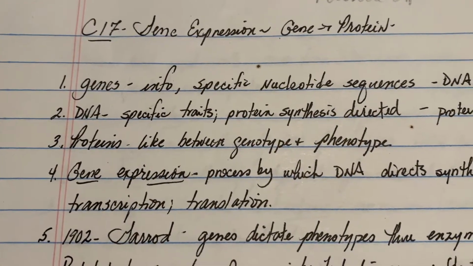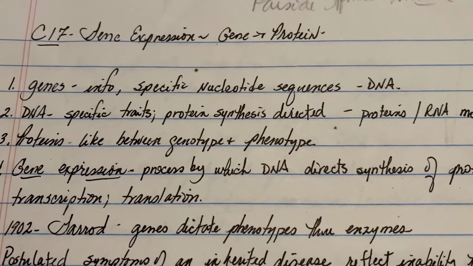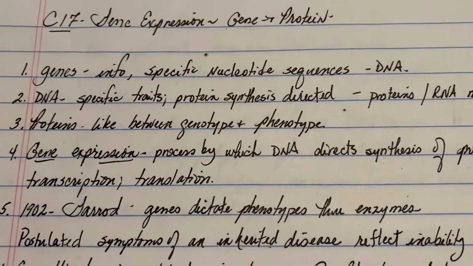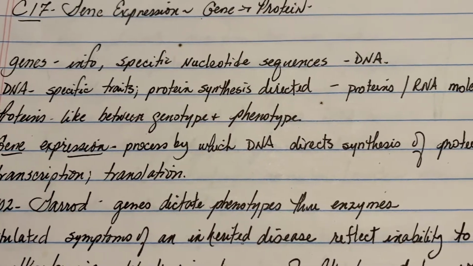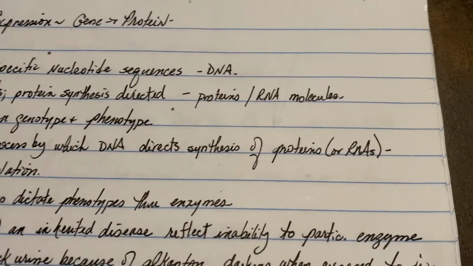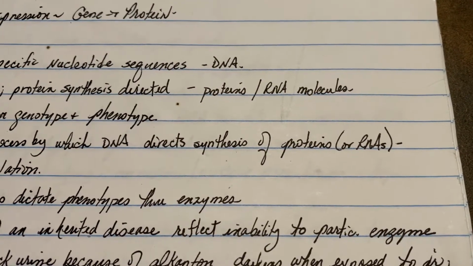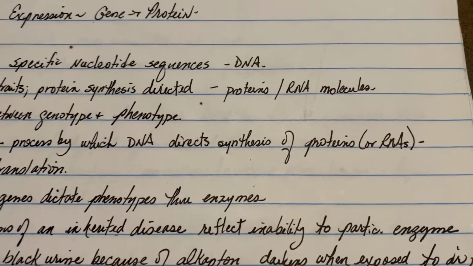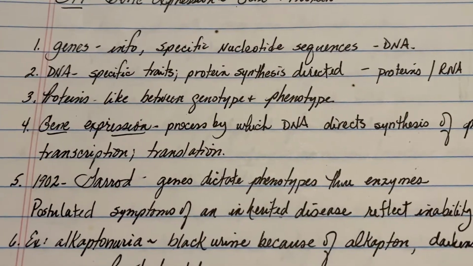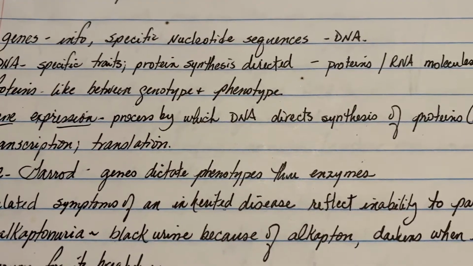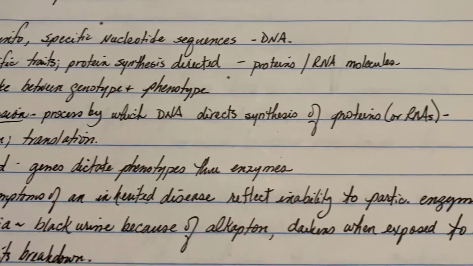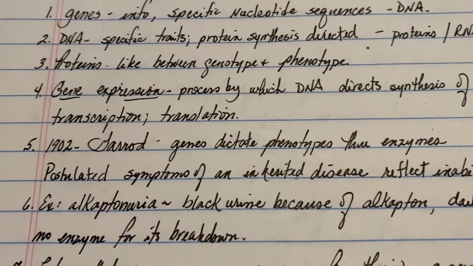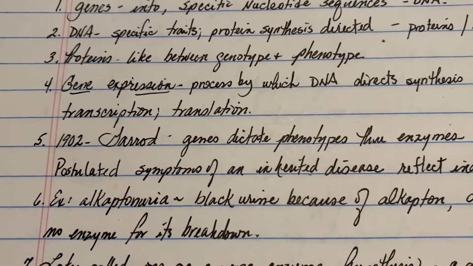In 1902, Garrod discovered that genes dictate the phenotypes of organisms through enzymes. And he theorized that the symptoms of an inherited disease reflect the inability to either make a particular enzyme or make an effective form of that enzyme. For example, alkaptonuria causes black urine because of alkapton, and it darkens when exposed to air. And there's no enzyme in these people for its breakdown.